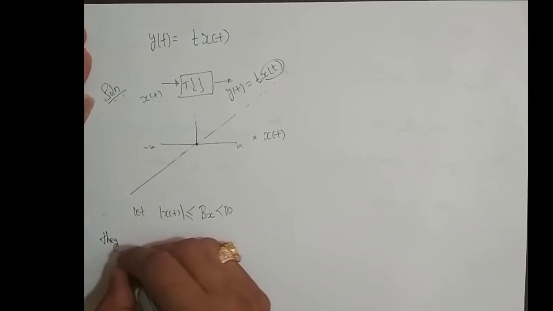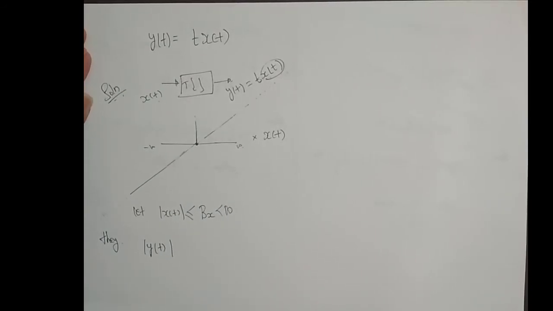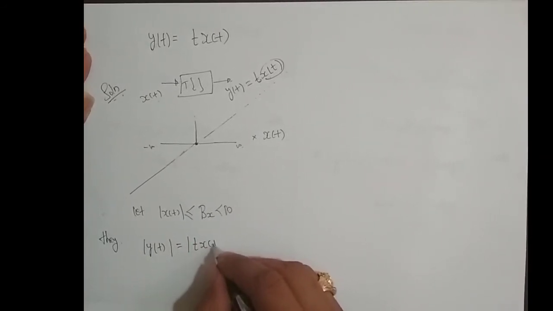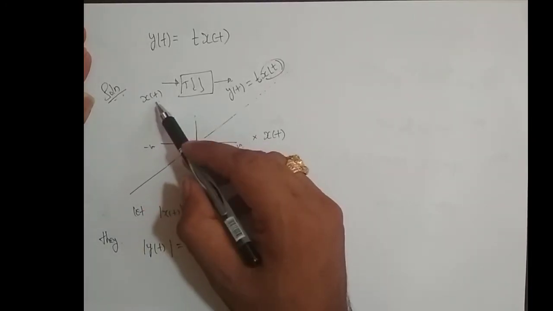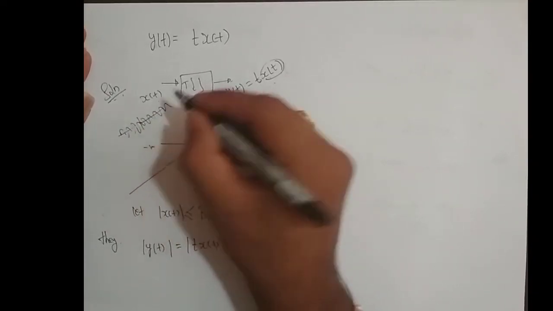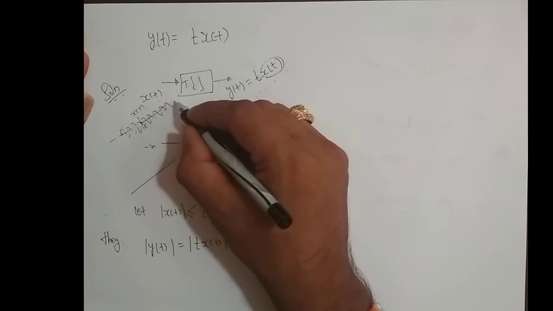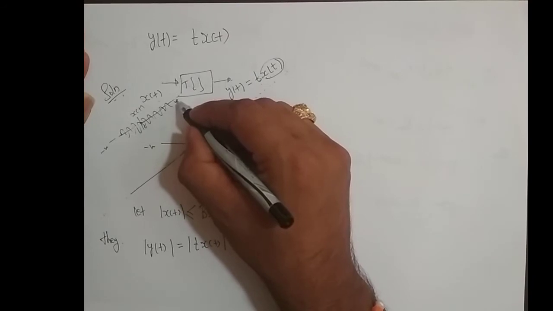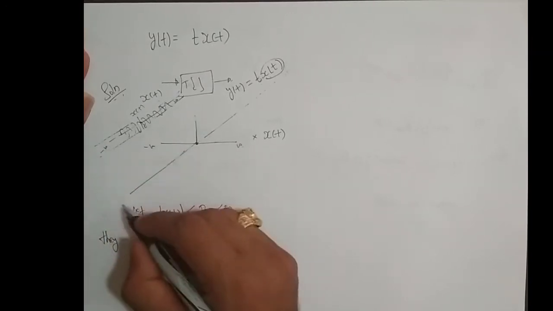Okay, then what is the magnitude of the output y of t? Now you have to tell me, is this bounded, which is equal to what? T times x of t, right? For example, if I feed a sine wave, and this sine wave is varying from minus infinity to plus infinity. Even though at t is equal to plus infinity, what is the amplitude of the signal? It remains finite, right? Even though t is equal to minus infinity, what is the amplitude of the signal?